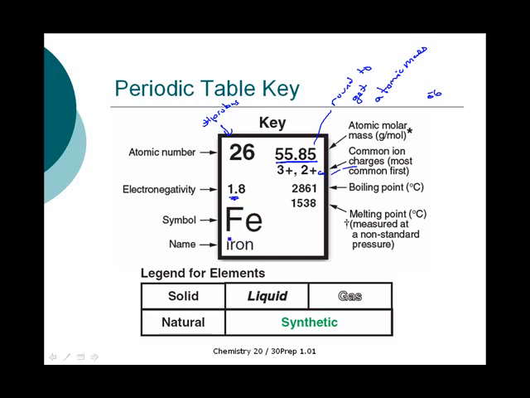When you take a look at the symbol, you can tell the state at room temperature, so whether or not it's a solid, a liquid, or a gas. In this case, the element is a solid because the text is a normal text. Liquid elements have italicized text, and gas elements have shadowed text or hollow text. Elements that are found in nature have black writing. Elements that are synthetic or can only be created in the lab have green writing.